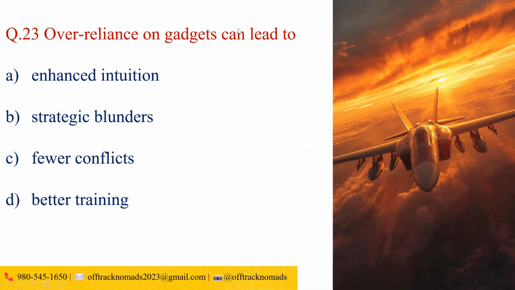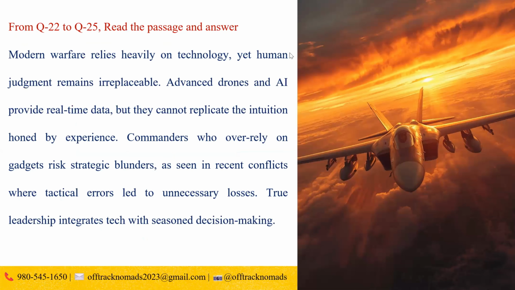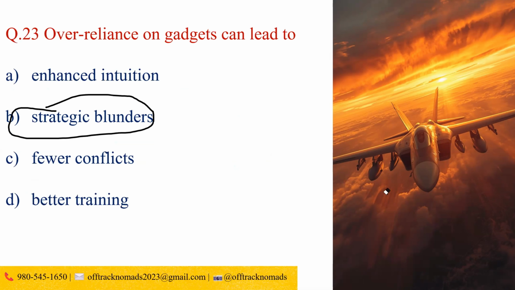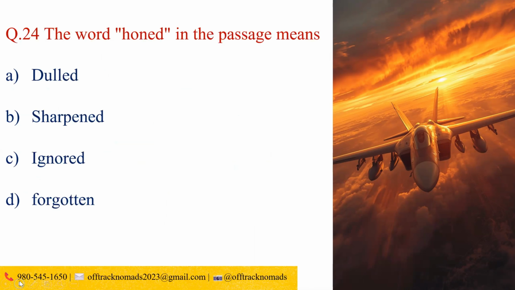Okay. Overreliance on gadgets can lead to, yes. So again, this question will take me to the last part of the passage. What is that? Yes. Commanders who rely on gadgets risk strategic blunders, as seen in recent conflict. So this is the evidence for the question I have followed. So the answer will be overreliance on gadgets will lead to strategic blunders. It is very evident from the passage itself. So this is how you have to move forward. You'll find the answer in the question paper itself.